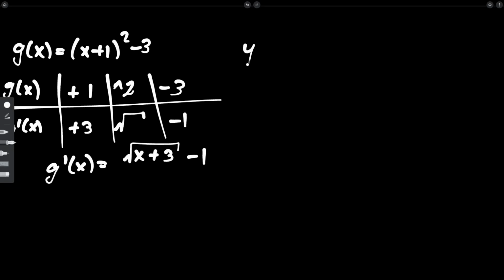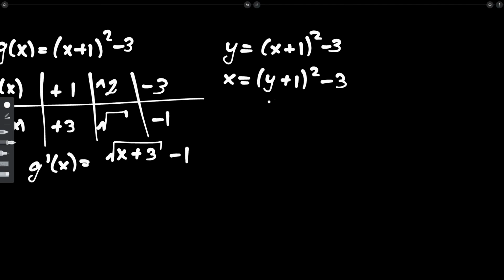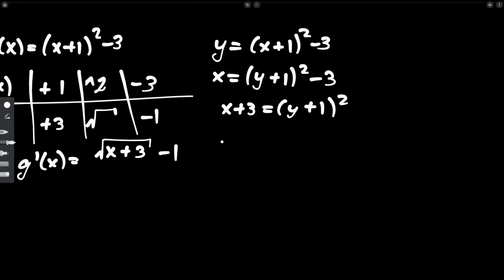I'm going to very quickly confirm that this is the correct answer using my own method. Feel free to skip, or if you want to see how I do this with the method I'm using, feel free to stick along. So what I'm doing first is flipping the x and the y, and I'm basically solving for y. So move the 3 over, and then square root both sides.